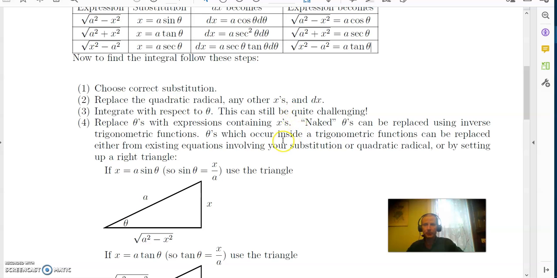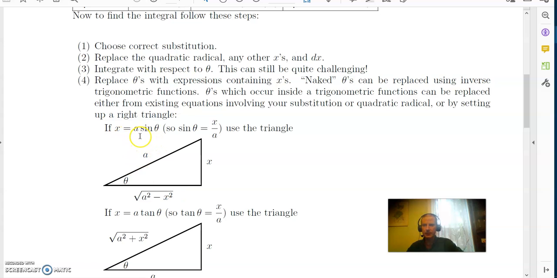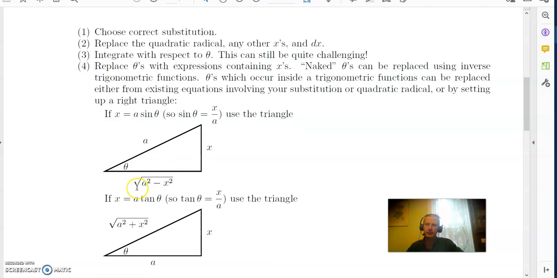However, for the other trigonometric functions, you can always make a right triangle involving your angle. So for example, if x equals a sine theta, so sine theta equals x over a, you might remember that sine is by definition, well, one definition is that it's the opposite over the hypotenuse. So I make a right triangle with the opposite having side x, the hypotenuse having side a, and then the square root of a squared minus x squared is the adjacent side. And from this triangle, you figure out all of the other trig functions.